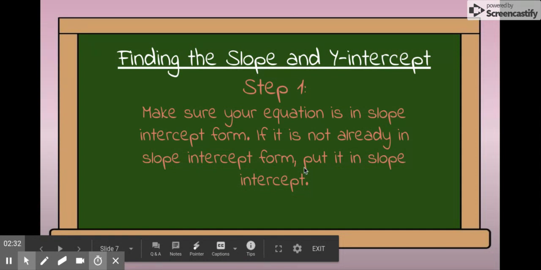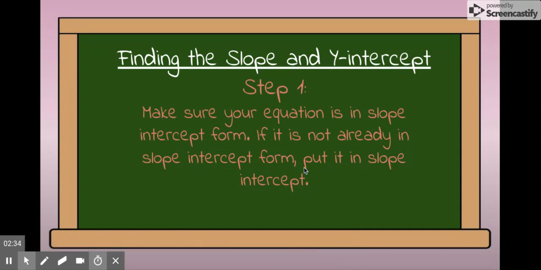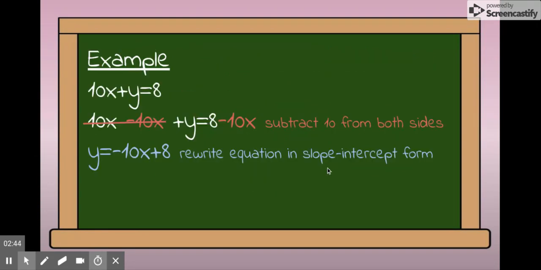So the first step in finding the slope and the y-intercept is to make sure that your equation is in slope-intercept form. If it is not already in slope-intercept form, you need to put it in slope-intercept form. An example of an equation that is not in slope-intercept form is right here: 10x plus y equals 8.